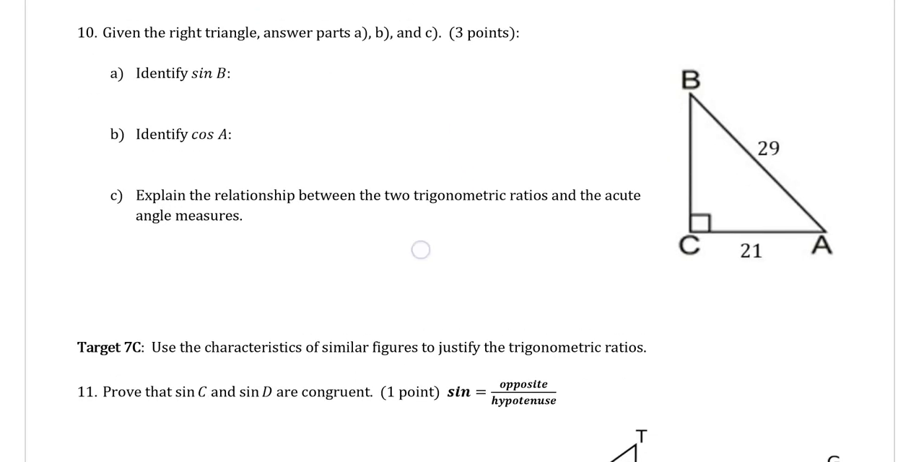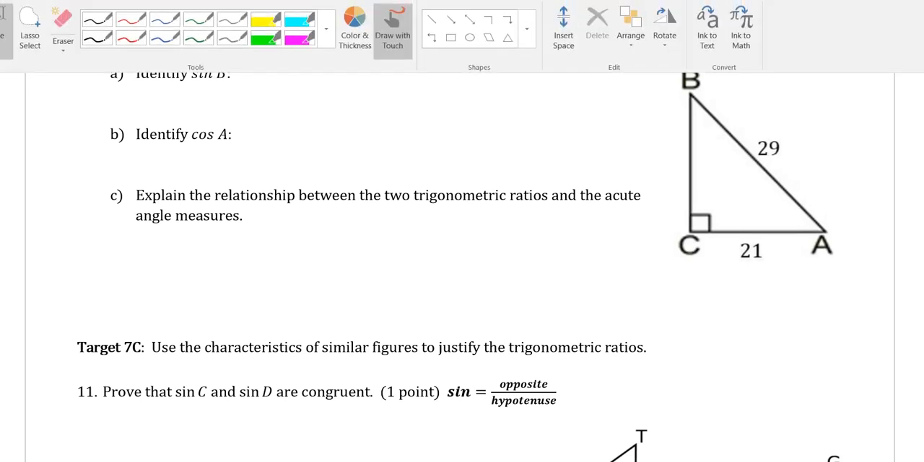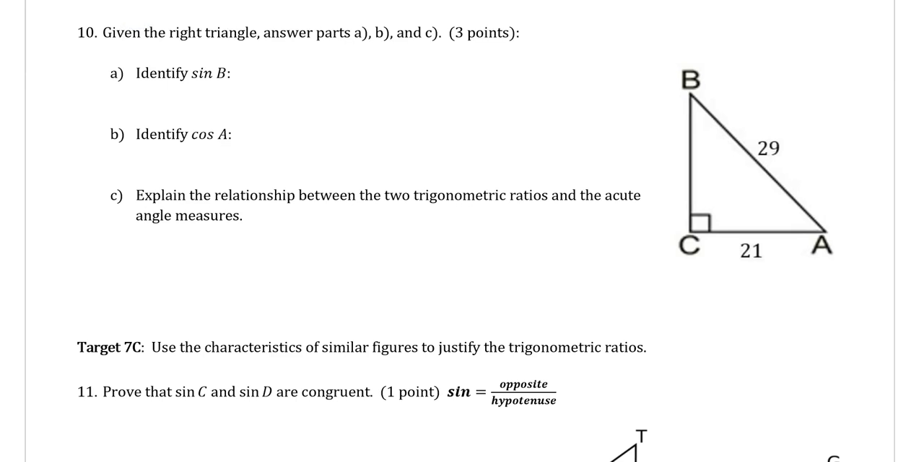Given the right triangle, answer parts A, B, and C. So I'm going to start with identify the sine of B. So again, labeling O, A, and H. Hypotenuse is across. I'm finding the sine of B. Here's my opposite side. Here's my adjacent side.